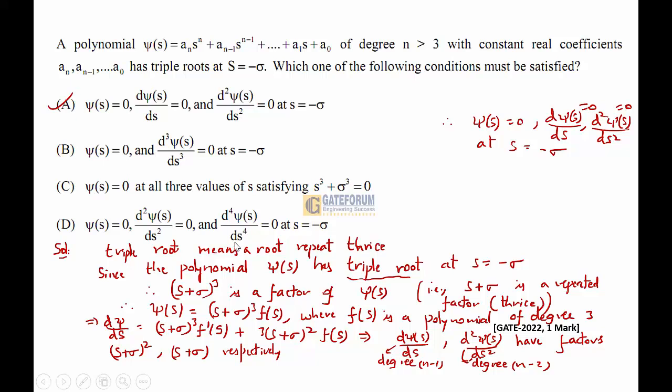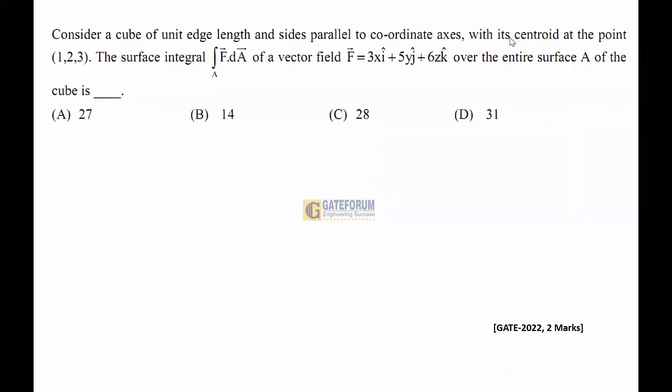This is the end of the question. The question is: consider a cube of unit edge length and the sides parallel to the coordinate axes, with its centroid at the point (1, 2, 3). The surface integral over A of f bar dot dA bar of a vector field f bar equal to 3x i cap plus 5y j cap plus 6z k cap, over the entire surface A of the cube, is. This is from engineering mathematics, from the topic vector calculus.